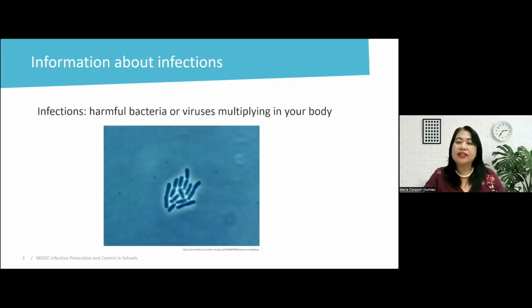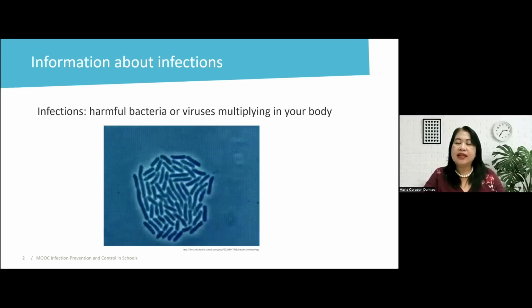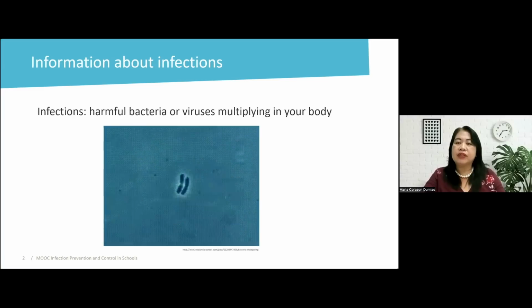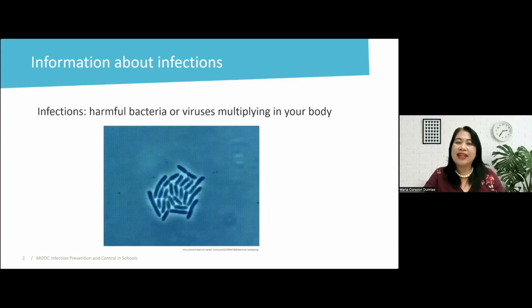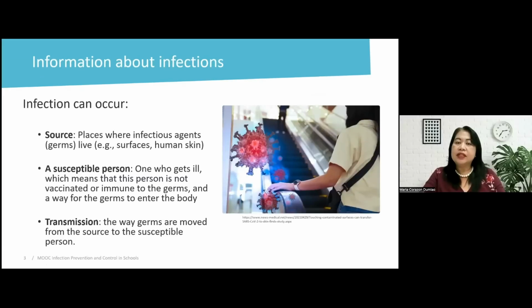An infection occurs when germs such as bacteria or viruses enter the body, increase in number, and cause a reaction of the body. We most often notice this by getting ill. There are three things that are necessary for an infection to occur. Number one is the source. These are places where infectious agents such as germs live, like sinks, surfaces, human skin.